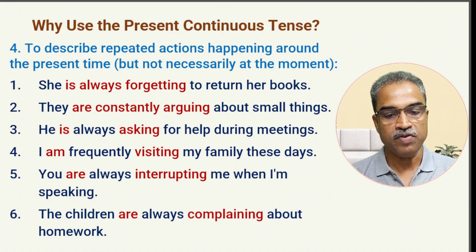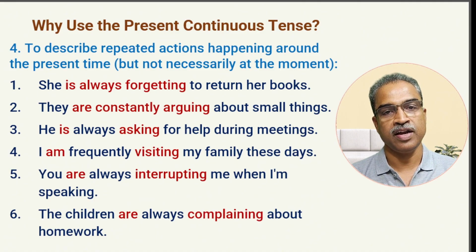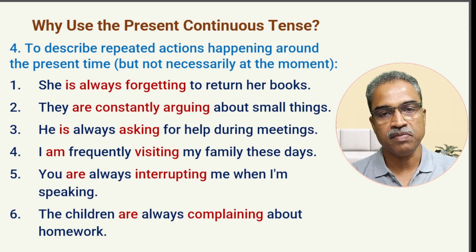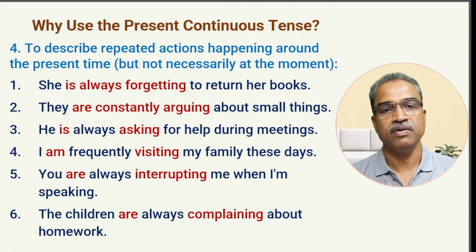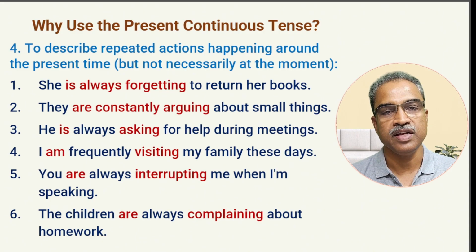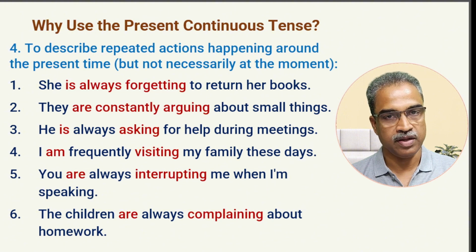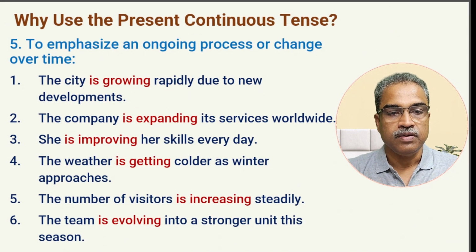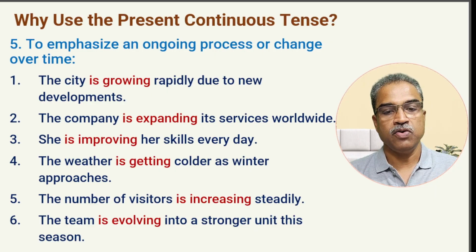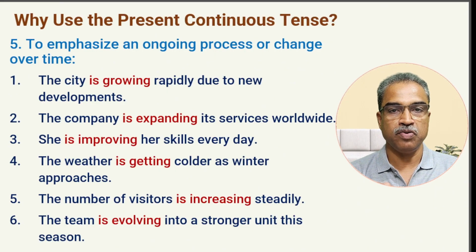Next is the children are always complaining about homework. That doesn't mean that 24 hours continuously they complain. Perhaps they are not complaining right now. But what we mean by this is, it is their habit of complaining. Complaining is their habit, and they keep repeating this habit again and again. Next, we also use it to emphasize an ongoing process or change over time. Something which is in progress. It is progressing, it is developing, it's advancing, it's moving forward.